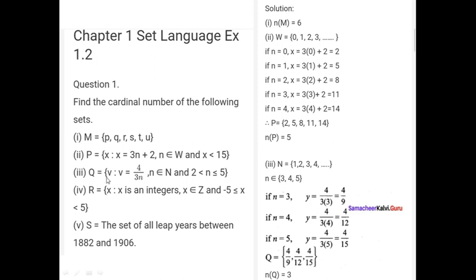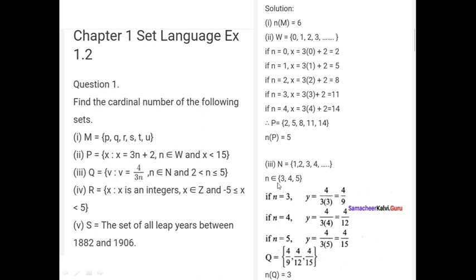Next, Q equal to the set of V such that V is equal to 4 by 3n, n belongs to natural number and n is greater than 2 and less than or equal to 5. What are the n values greater than 2? From 3 we have to take 3, 4, and it is less than or equal to 5, so 5 should be included. So our n values are 3, 4 and 5.